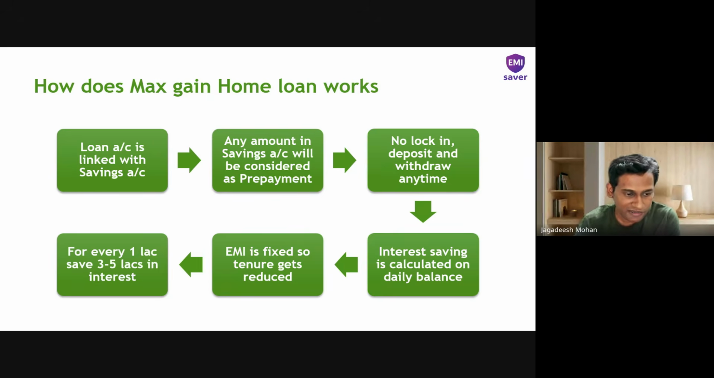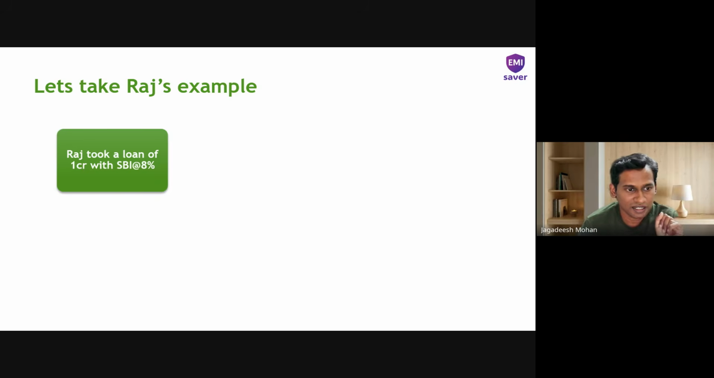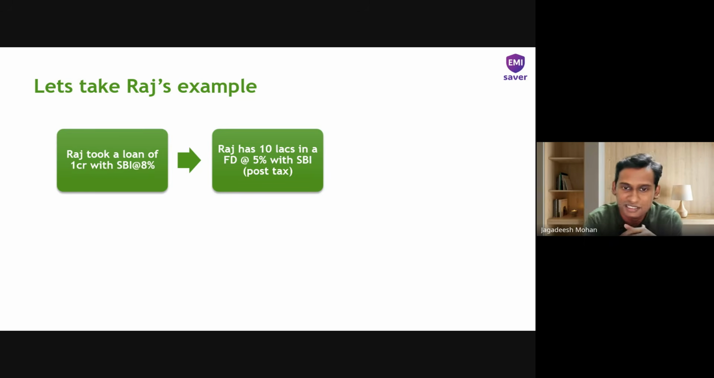As a ballpark number for your reference, if you have 1 lakh in your savings account, it will help you save 3 to 5 lakhs in interest on the home loan. Now, I'll take a very simple example. Let's say Raj took a loan of 1 crore with SBI at 8%. And Raj also had a 10 lakh rupee FD, on which post-tax he was earning 5%, again with SBI itself.